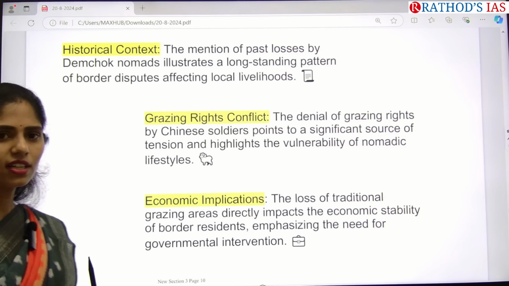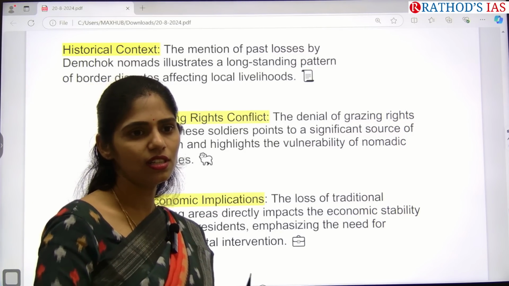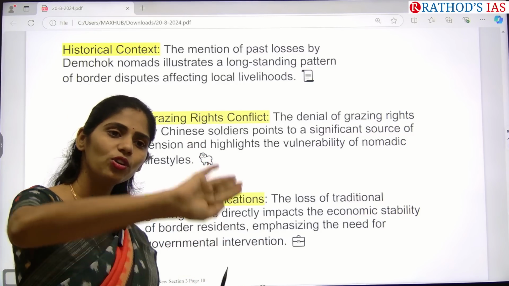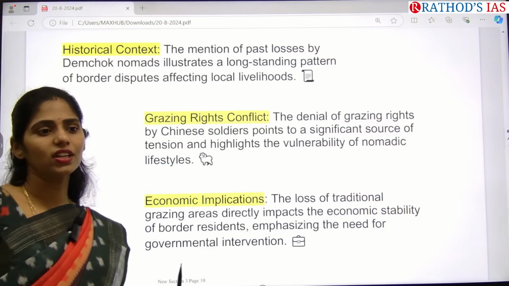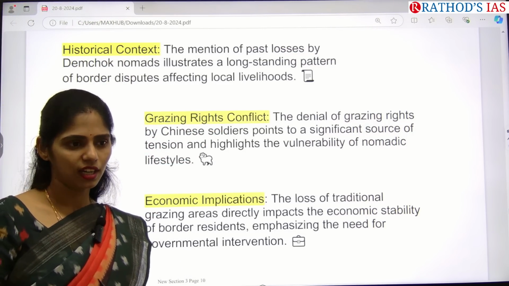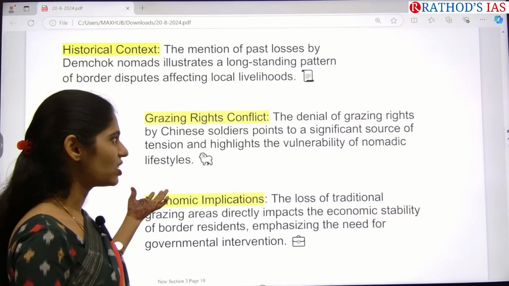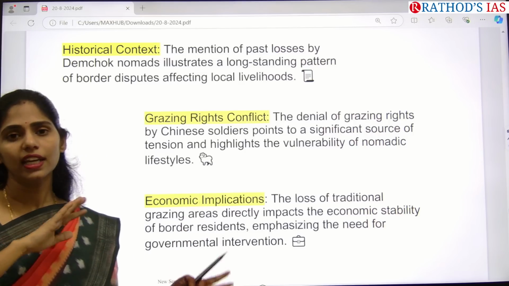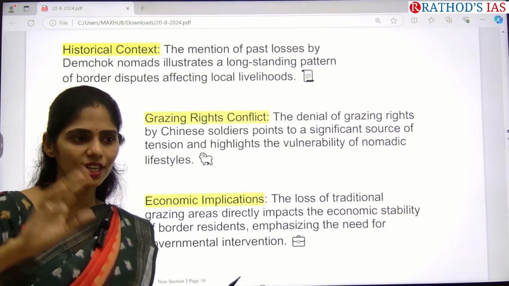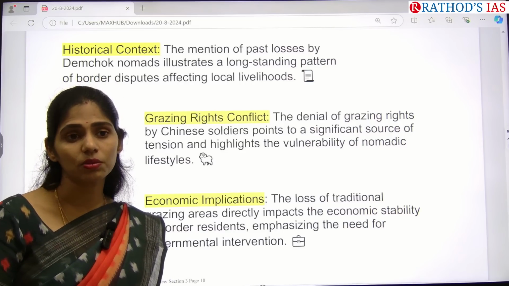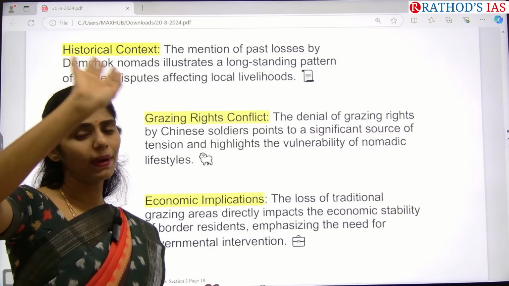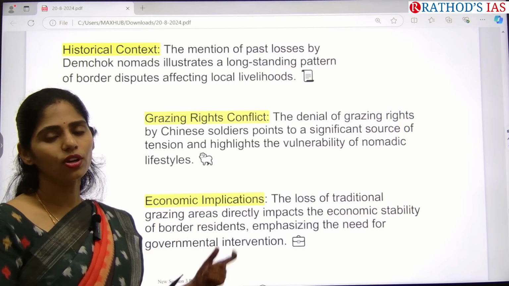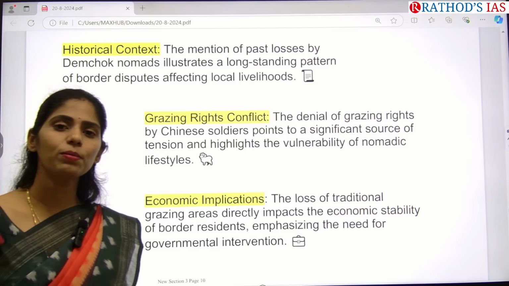As I said, in the summer season grass grows, so the nomads go to the upper regions for grazing. Sometimes they cross the LAC. These people are fighting that earlier we used to take our animals to this region to graze, but now because this area is occupied by China, we are losing our grazing rights. So this is an issue. Because of this, who are vulnerable here? Nomadic people are vulnerable.